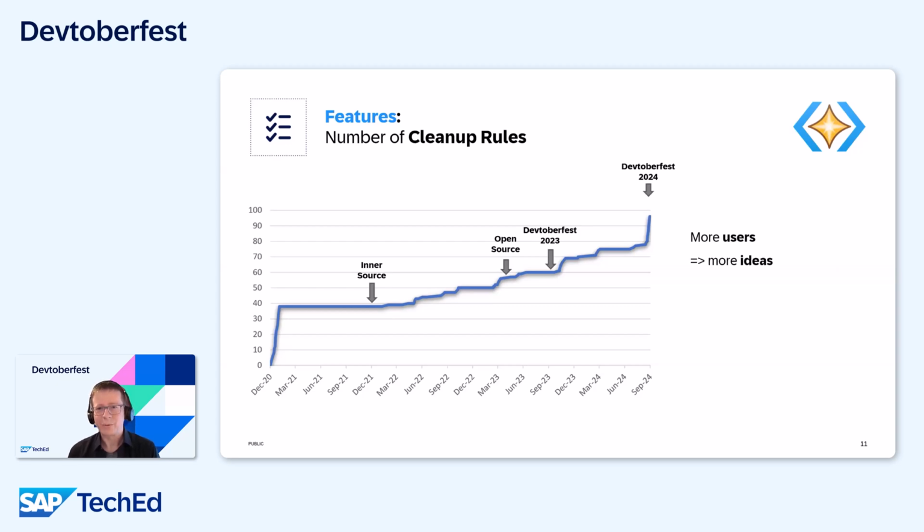Because obviously we had more users. With that, we had more ideas, as you saw on the last slide. And this really has quite a lot increased the feature. So since open sourcing, it has now grown by 40 cleanup rules. And many of those are inspired by the ideas that you as a community have contributed.